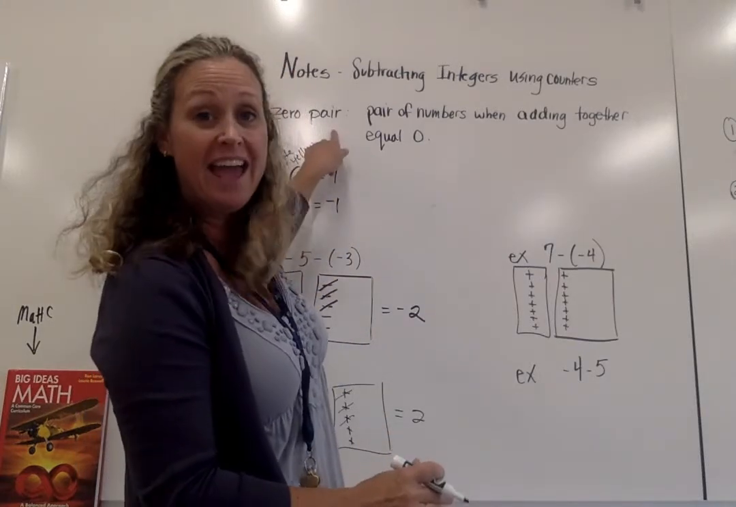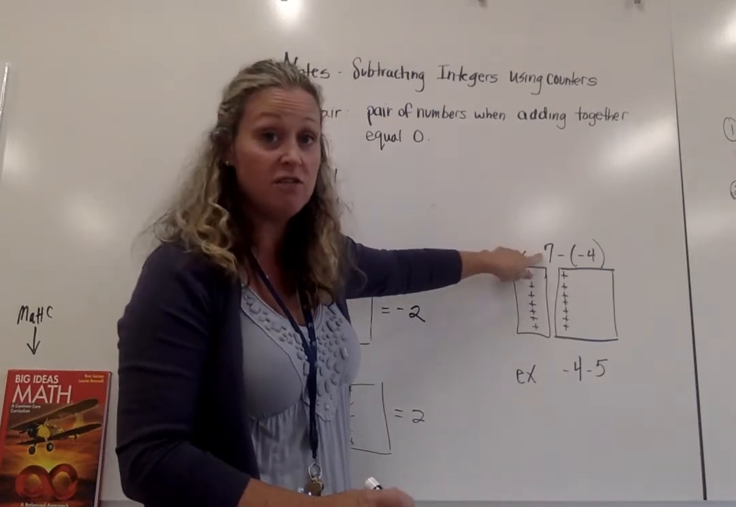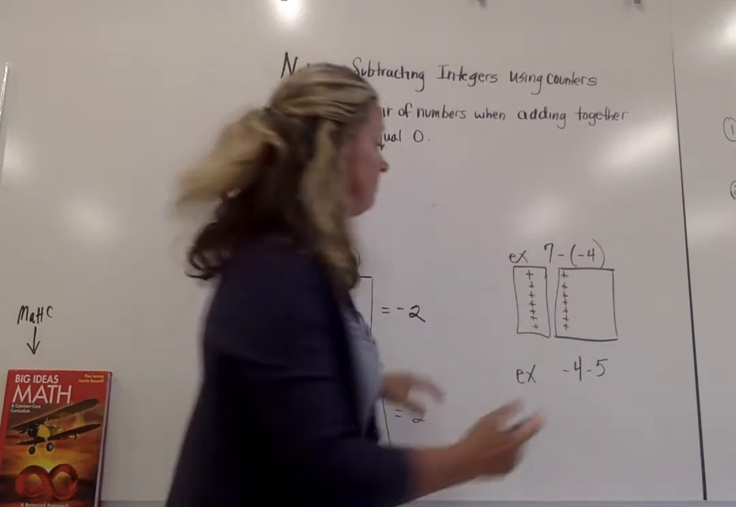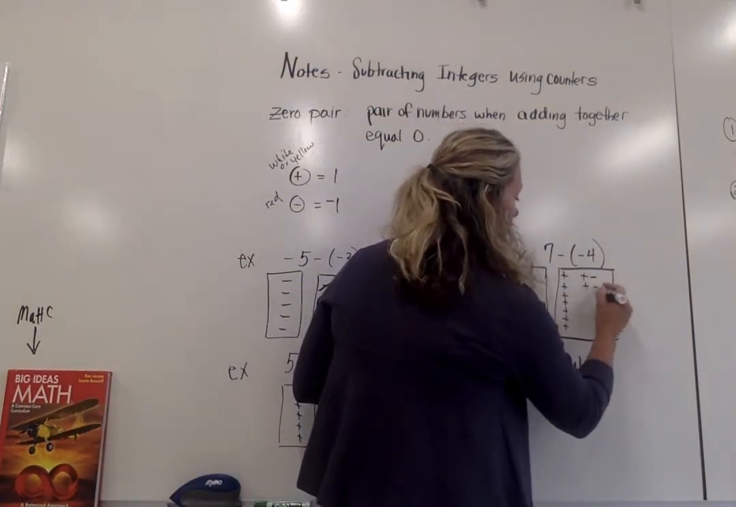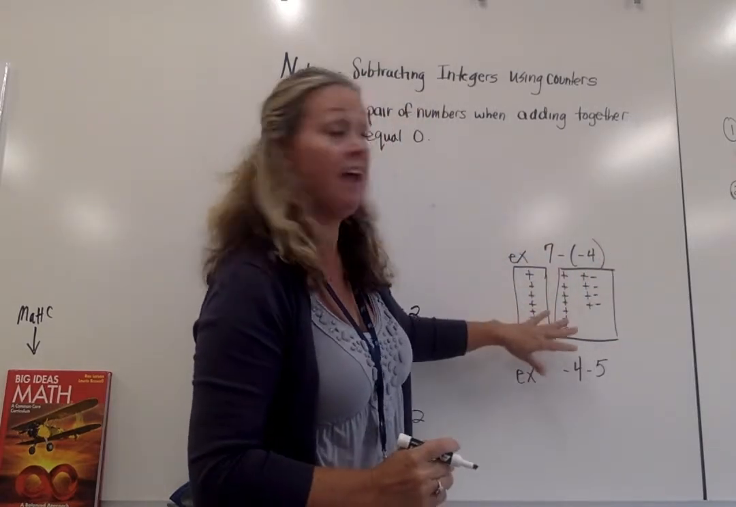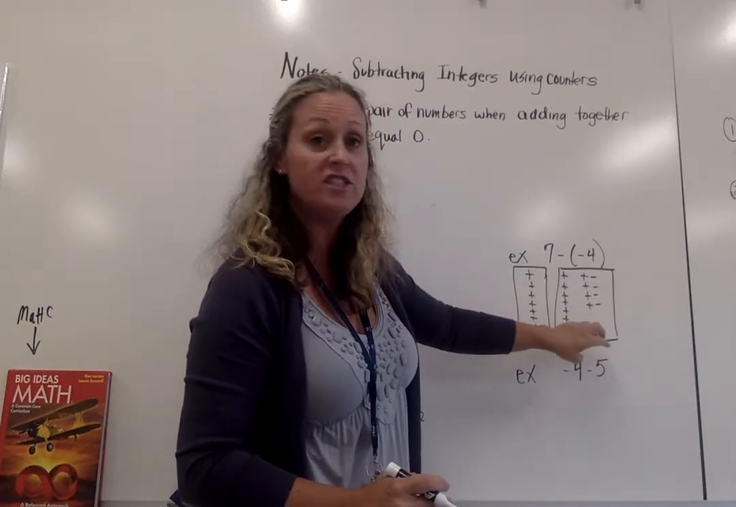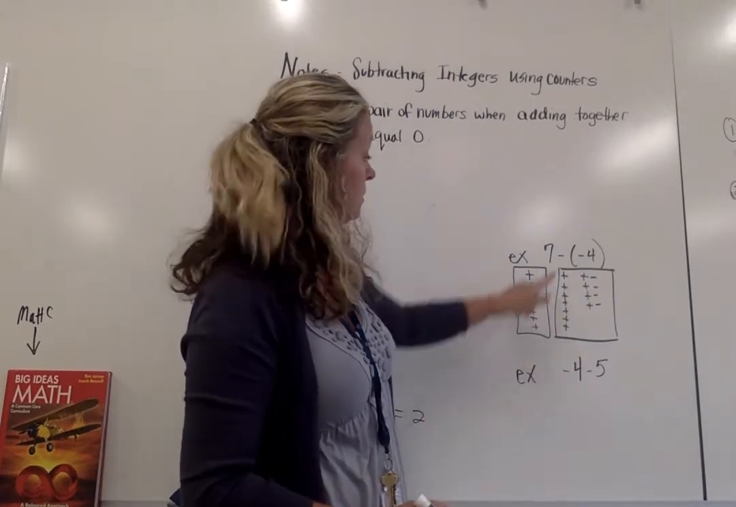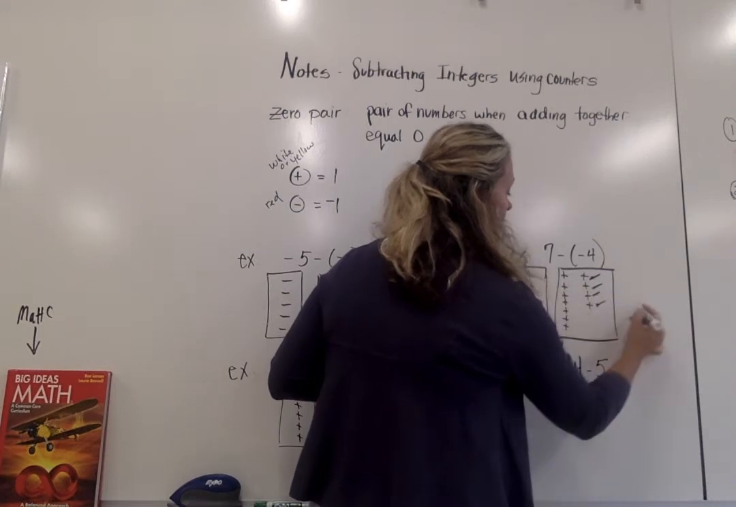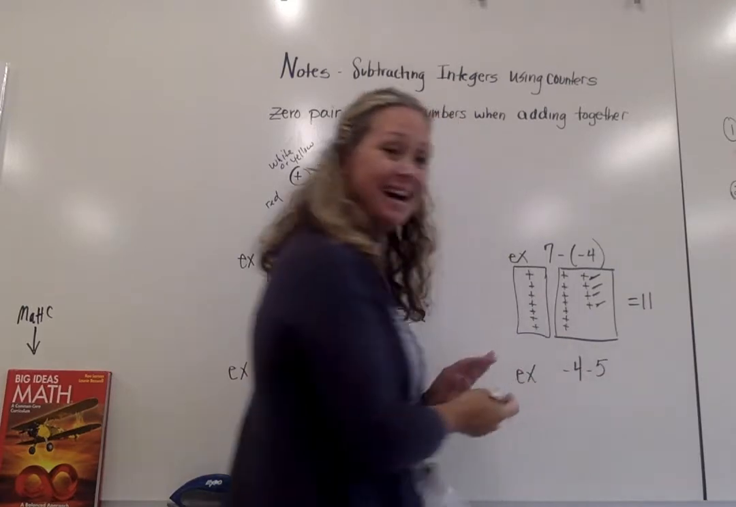So this is where I'm going to add zero pairs. I'm going to add enough zero pairs so that it doesn't change the value of 7, but it allows me to have 4 negatives that I can take away. So I'm going to add 4 zero pairs. If I were to cancel them out, I still have 7. But with adding the 4 zero pairs, I now have a value of 7 with 4 negatives. So I have 7, and I'm going to take away the 4 negatives for an answer of +11.